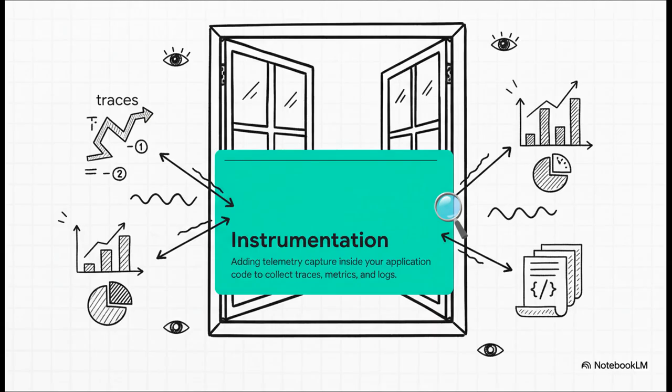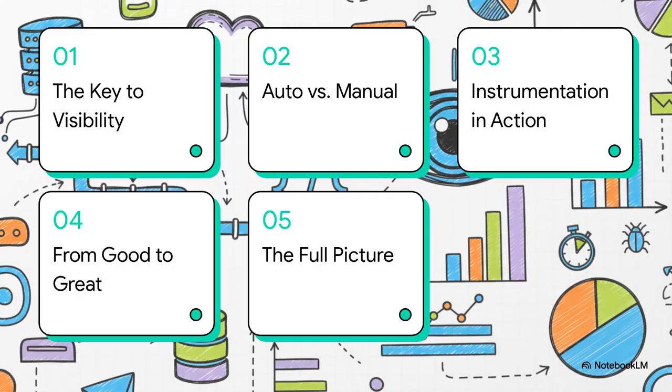It's the process where we literally teach our code to report on itself, to send out signals like traces, metrics, and logs that tell us exactly what it's doing and when. This is how we get the kind of visibility every developer dreams of. So here's our game plan for this explainer. We're going to start with the basics, then get into the big choice between automatic and manual. After that, we'll see it in action with some real code, level up with a few pro tips, and finally see how it all comes together to give you that full, beautiful picture.